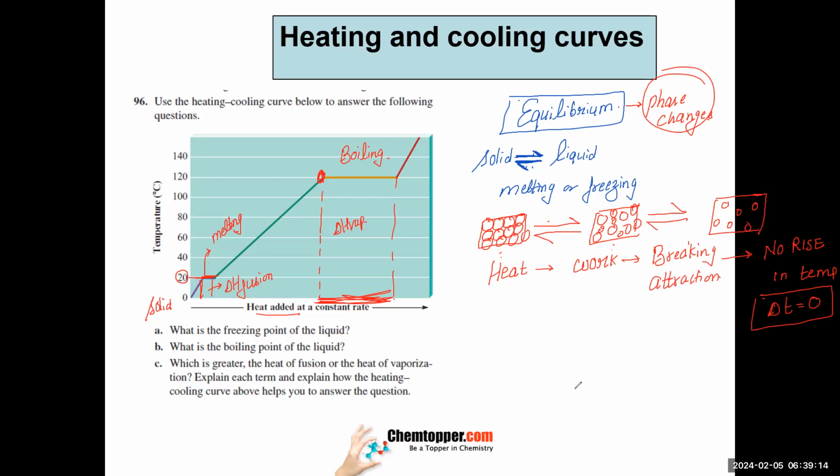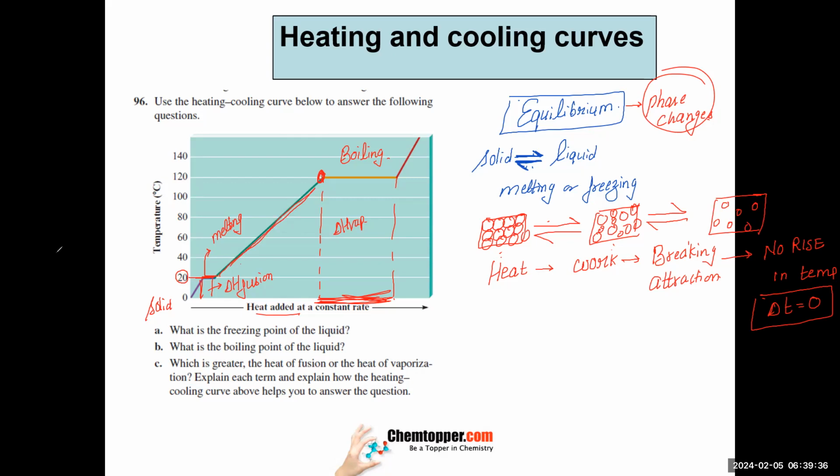Yes, Shrihan, boiling is a form of vaporization. So you can see here the heating and cooling curves will indicate the phase changes and when there is a rise in temperature. Now these lines indicate rise in temperature.